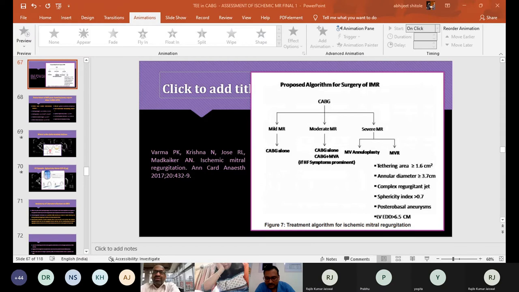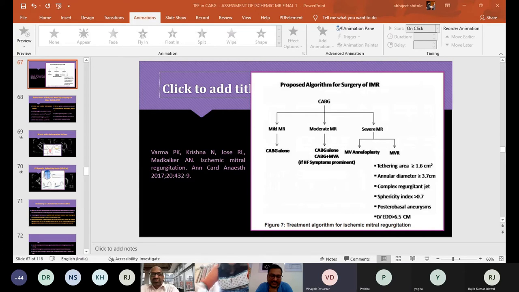Any other comments are there? Dr. Dasurkar? Yes, sir. Can we make it simple? Flail is away and restricted is towards. Yes, sir. But whenever there is a flail leaflet, it doesn't come in category of ischemic MR, sir. It becomes a primary. This is in general, because the question is where the jet goes.